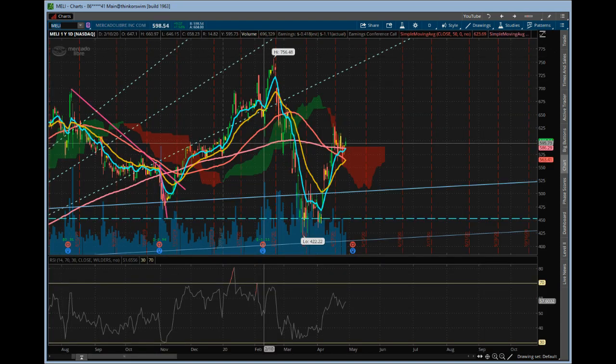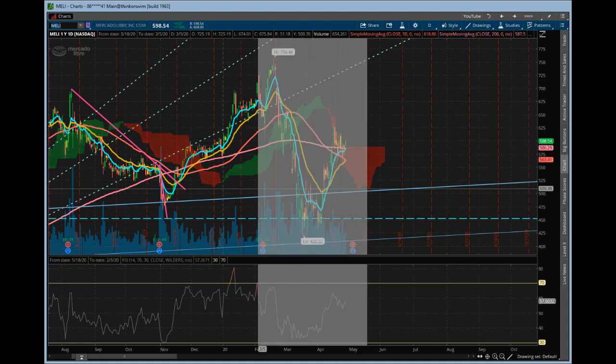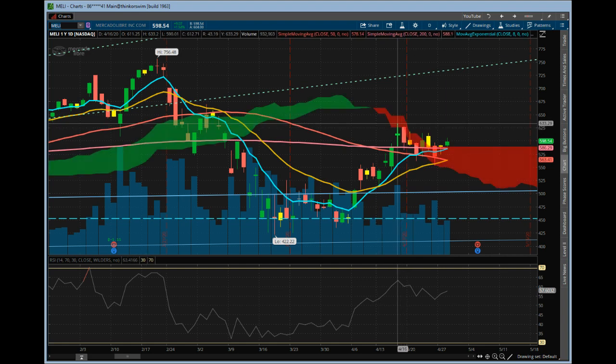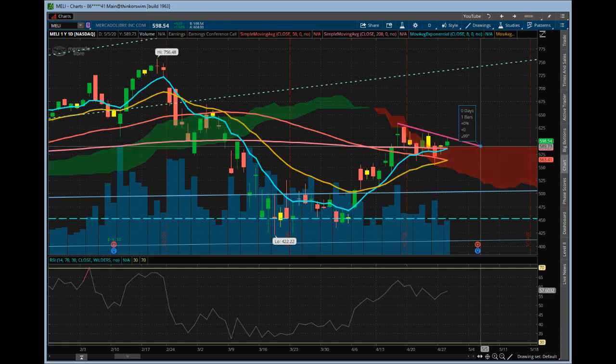And then Melli. Yep, so Mercado Libre, they don't report for a little bit right here, but it's holding the cloud pretty well, inside day up, still holding the cloud right here, but it looks like it's still in kind of a triangle type formation going on here. So getting tight, let's look for a breakout candle on that one.